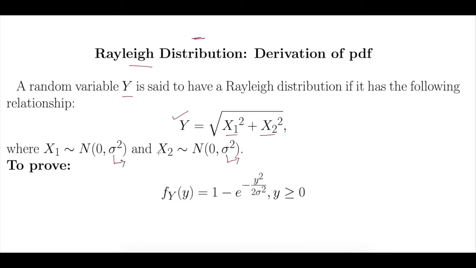This is important here. x1 and x2 have the same variance, and then the Rayleigh random variable has a scale parameter which is also equal to sigma. Now what we have to prove is that the Rayleigh random variable has this distribution. And y is always greater than or equal to 0, and you can easily check this from the relationship here, that y is the square root of x1 squared plus x2 squared, so it's always non-negative. Okay, so now let's start.